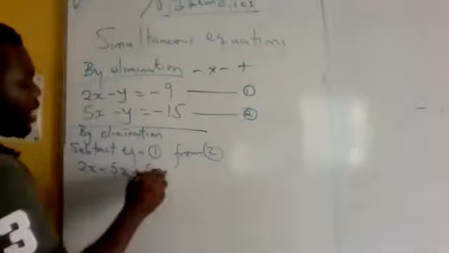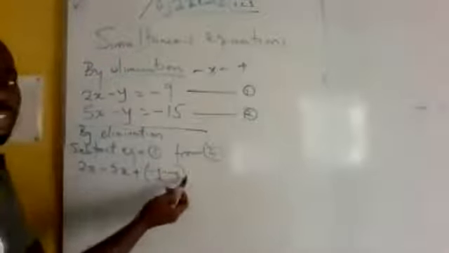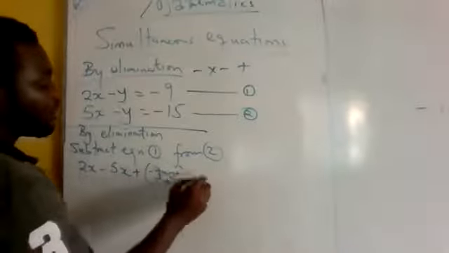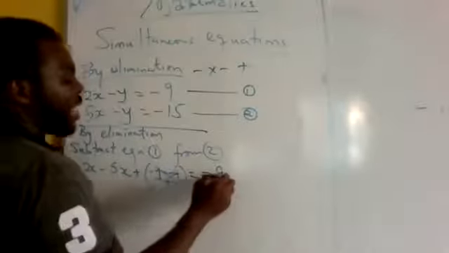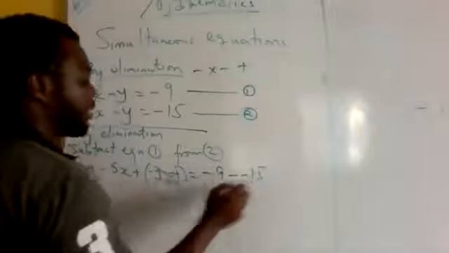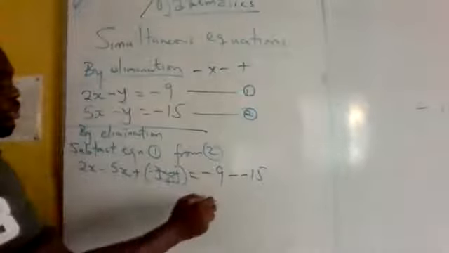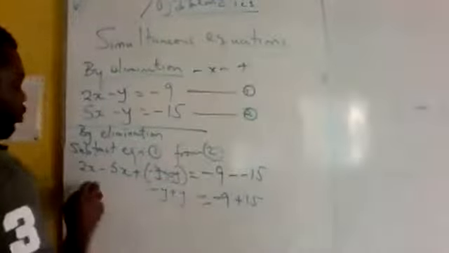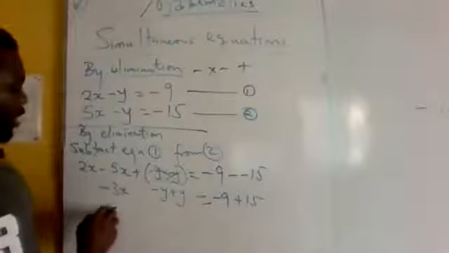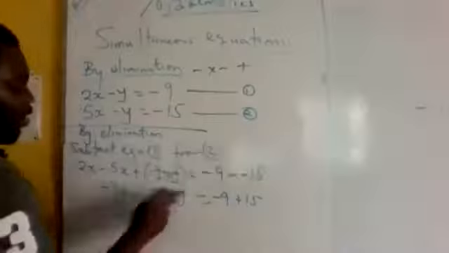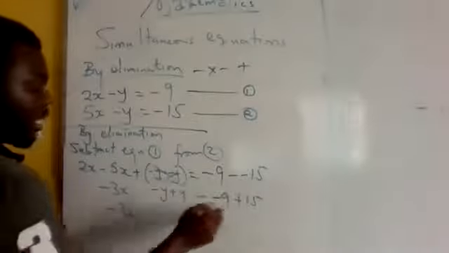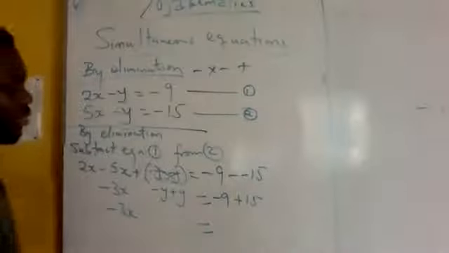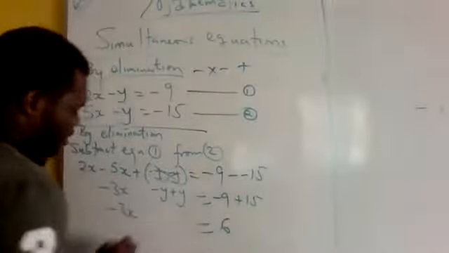Minus y minus y. I mean, minus and minus is what? Plus. So that will be what? This will eliminate themselves. So it's equals to what? Minus 9 minus 15. So this will be minus 9 plus 15. This will be what? Minus y plus y. This will be what? Minus 3x. So that will be minus 3x. Of course, this one is 0 now. And then this one is minus 9 plus 15. What's minus 9 plus 15? That is 6.